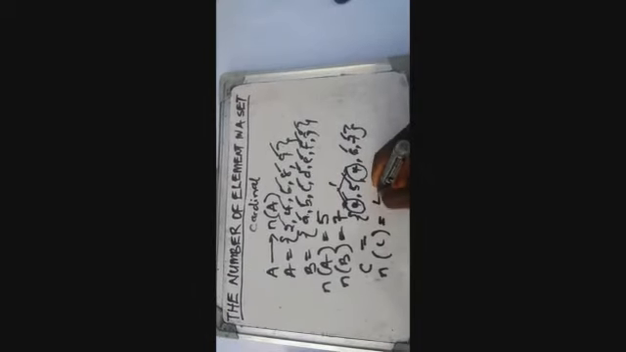Had number 4 been repeated 10 times, it would still be counted as 1. So we are having 1, 2, 3, 4. So the number of elements in C is equal to 4.